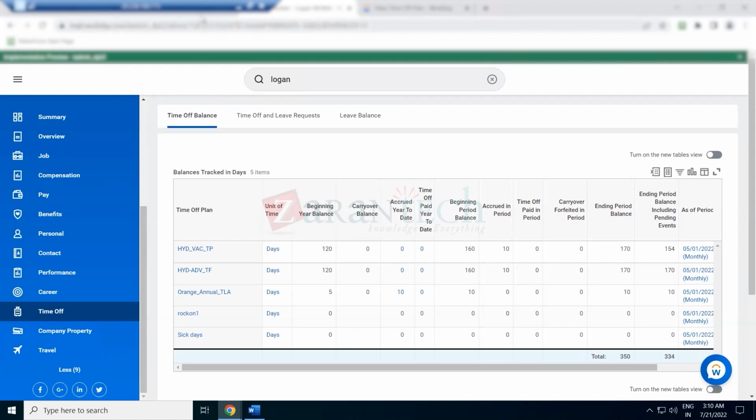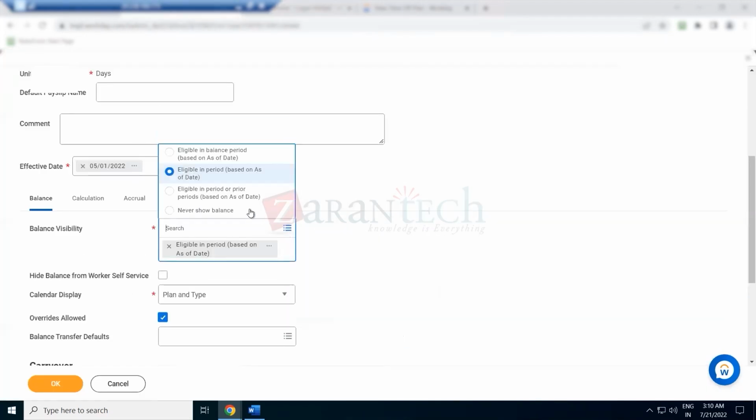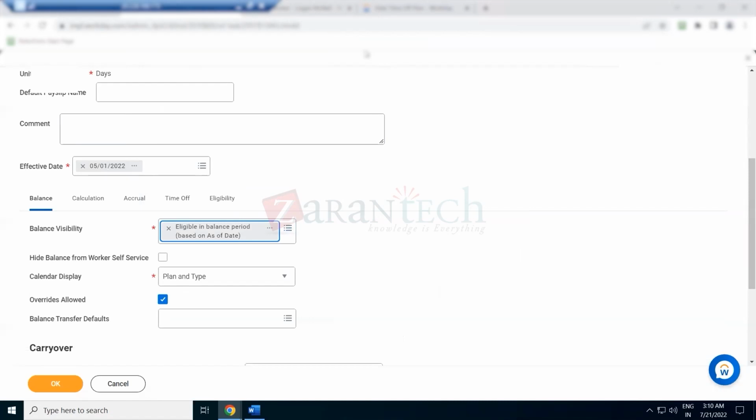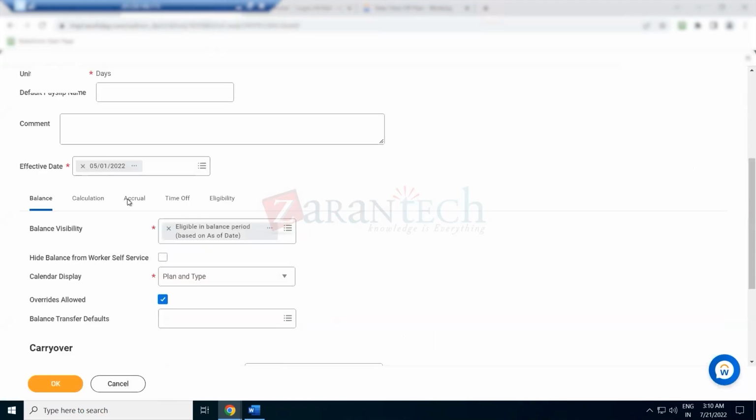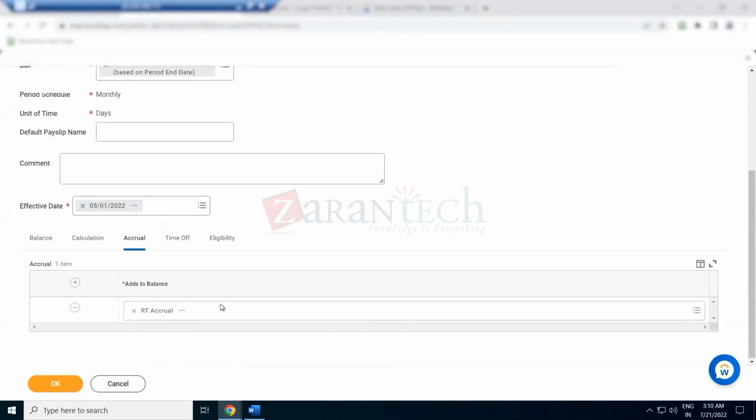But if it is based on eligible in the balance period, my previous balance would also have some accounting here. Like I got a beginning year balance, some carryover, and other items like what I have approved and what I have not approved. But it does not have any influence in terms of the numbers. It is just for seeing the balances. There is no number manipulation here because it is not governed from here. The number value manipulation and the other items are governed from the accrual and time off areas.